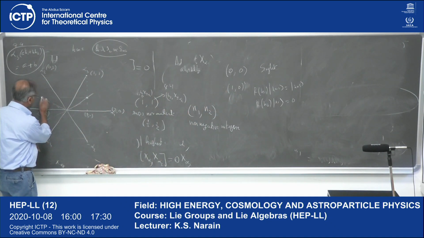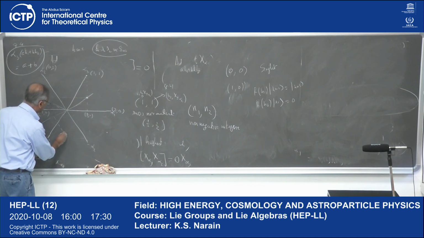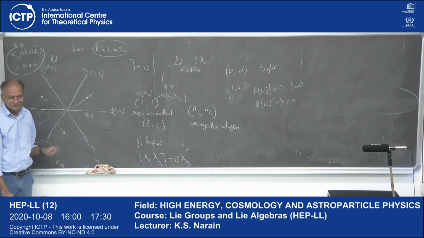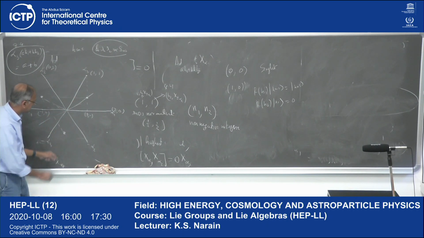But now you can apply x minus alpha 2 on this state. On this state you can apply x minus alpha 2 and you get just this much, you come back here and you will come here. So this is a three-dimensional representation. After that it stops again. There's nothing.